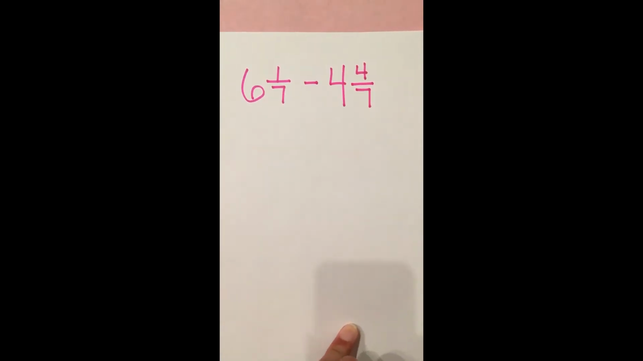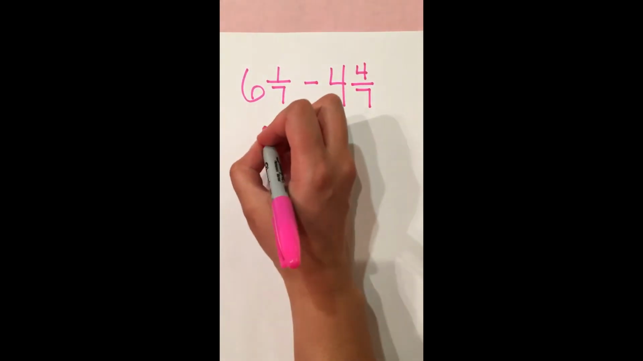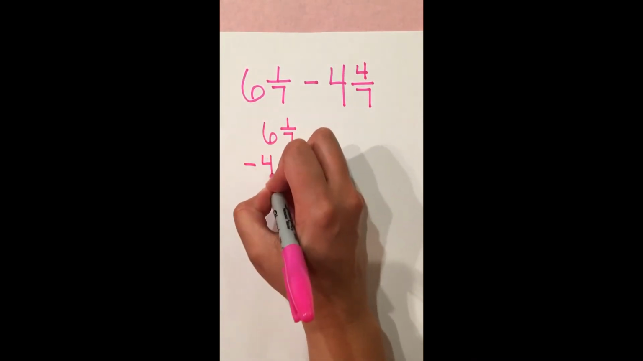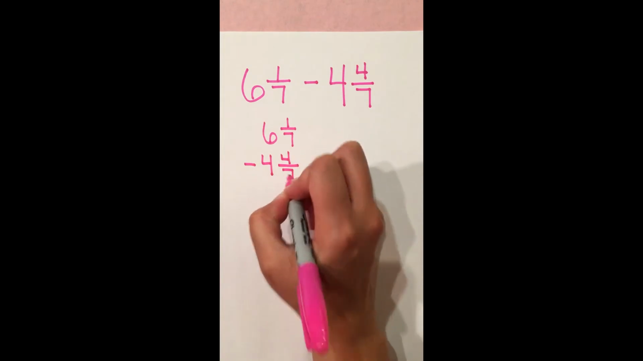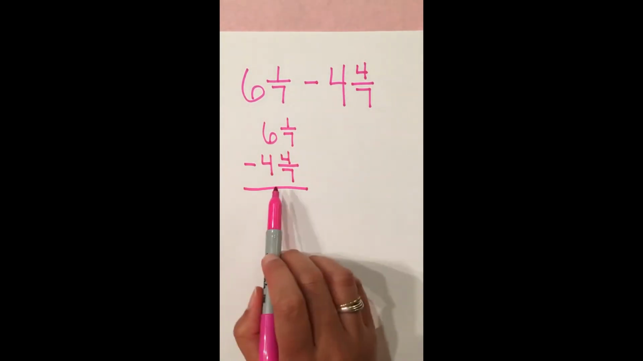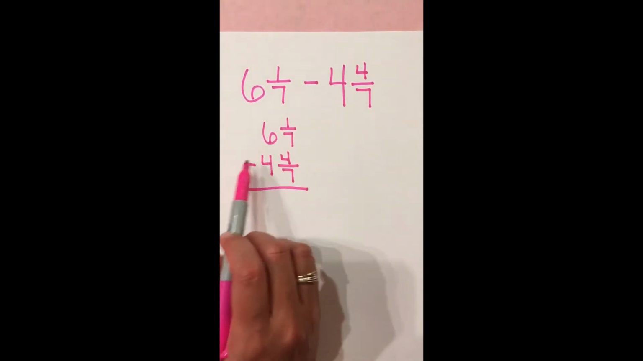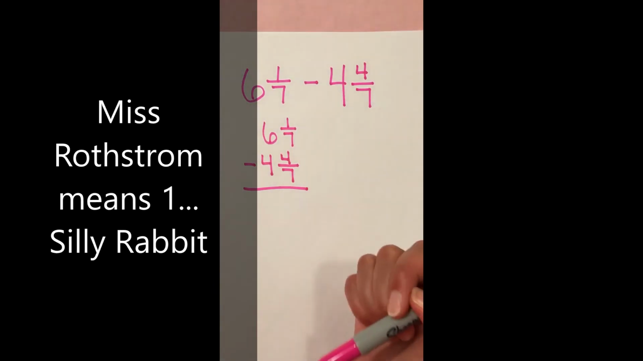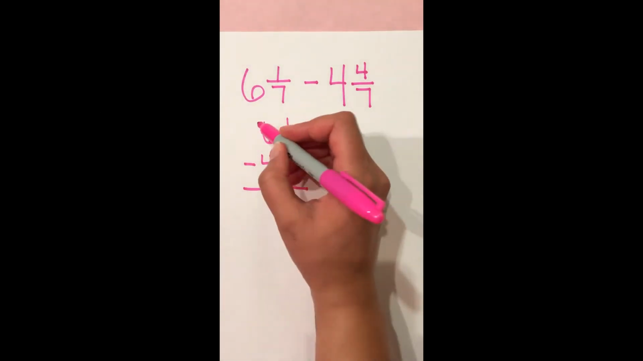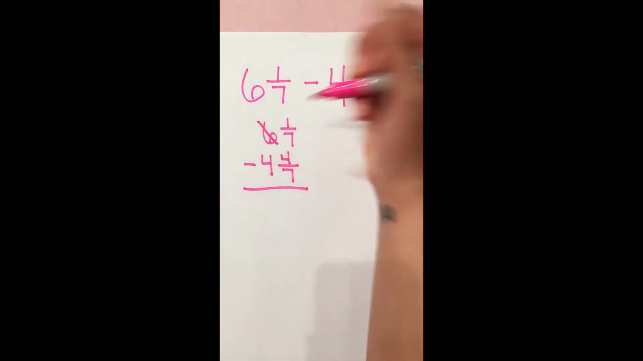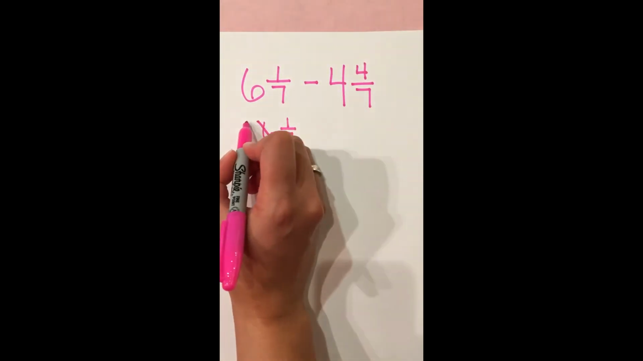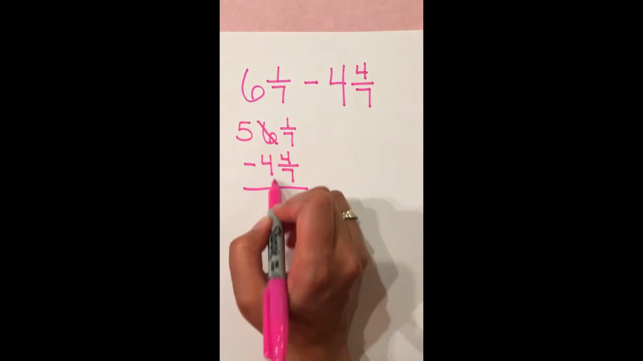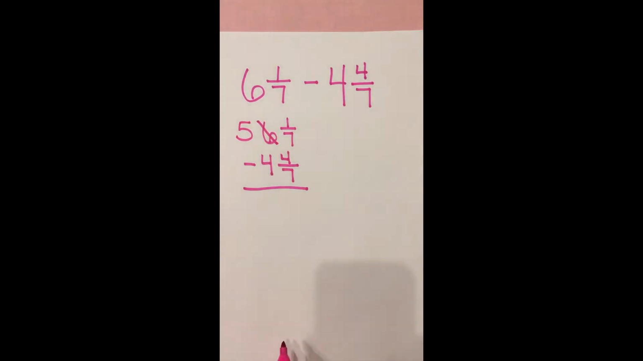So the first thing I'm going to do is rewrite this problem. Then I'm going to observe it. What do I observe? The denominators are the same. We're subtracting, so I can solve this problem. But I can't take 4 away from 5. So I'm going to borrow. This becomes a 5. We pull out a whole. Our whole is going to be in sevenths, and we know that because of our denominator.